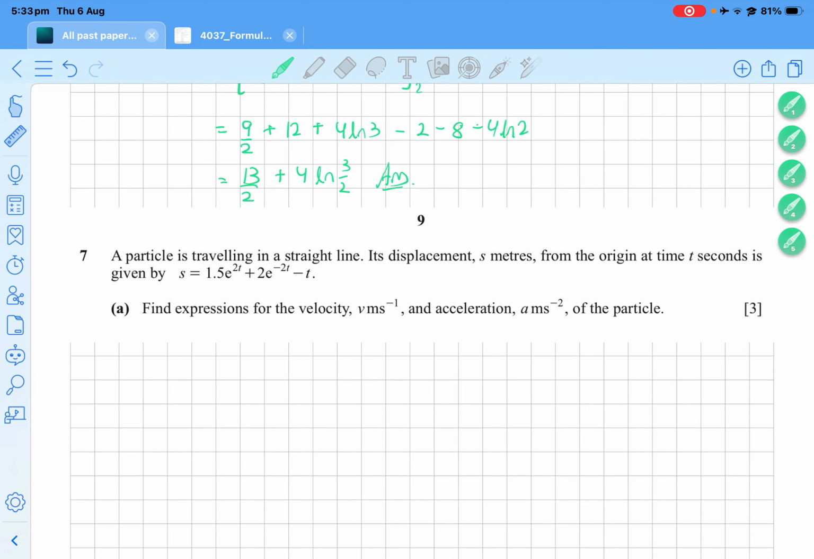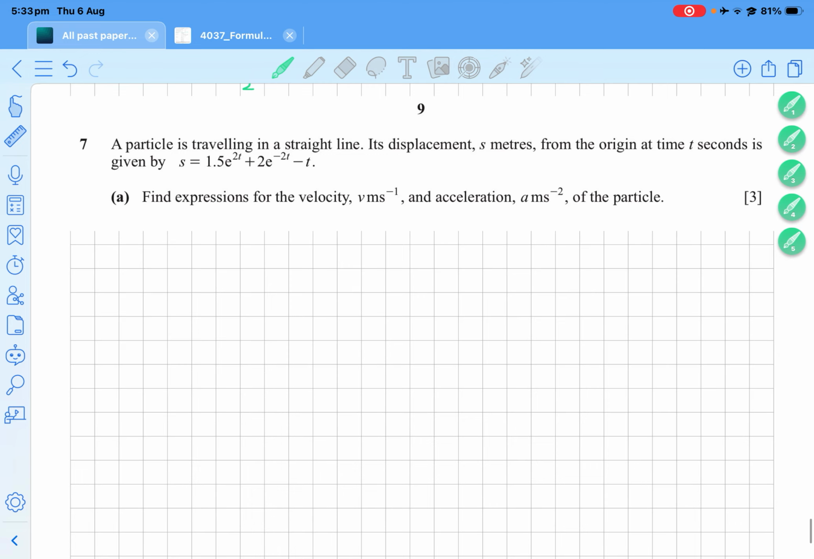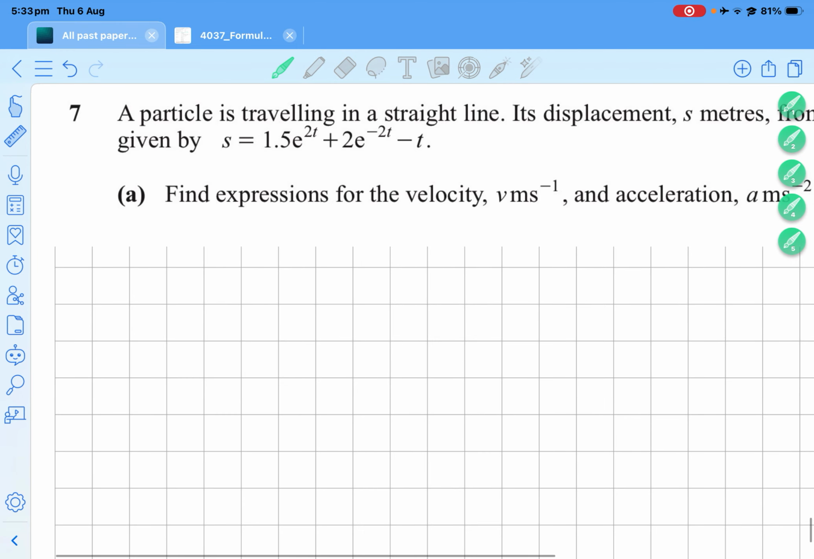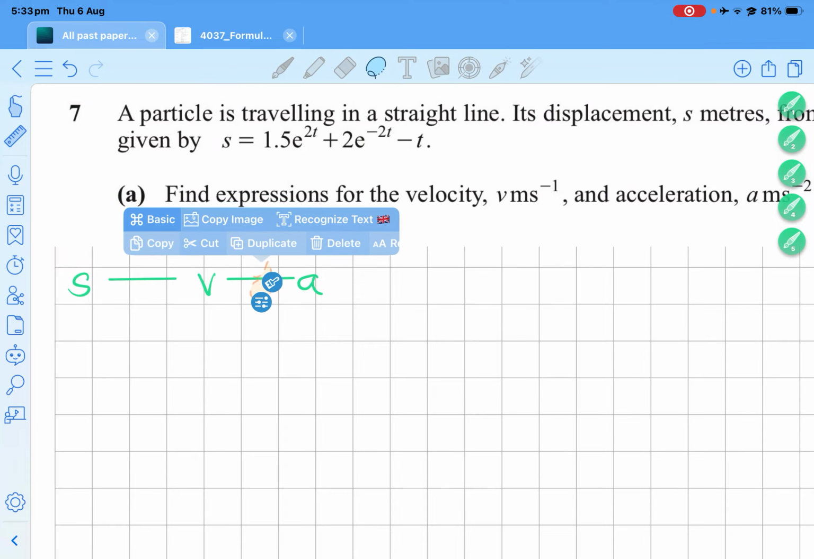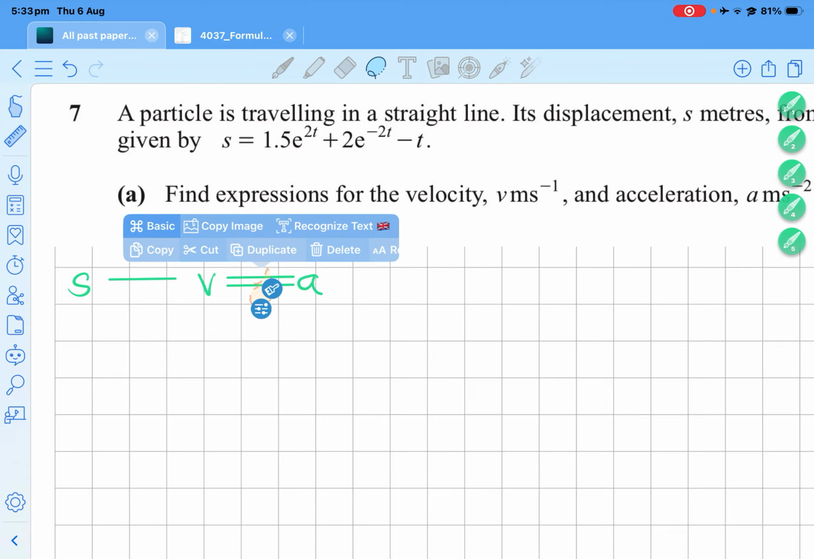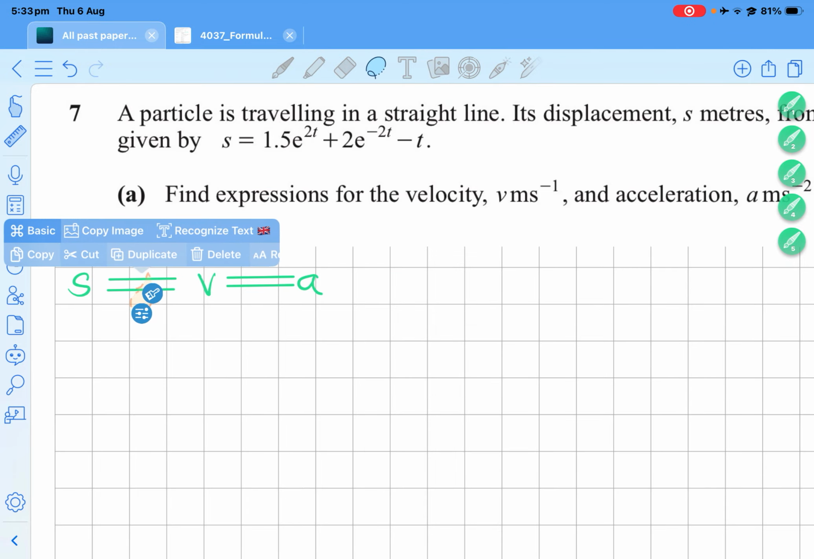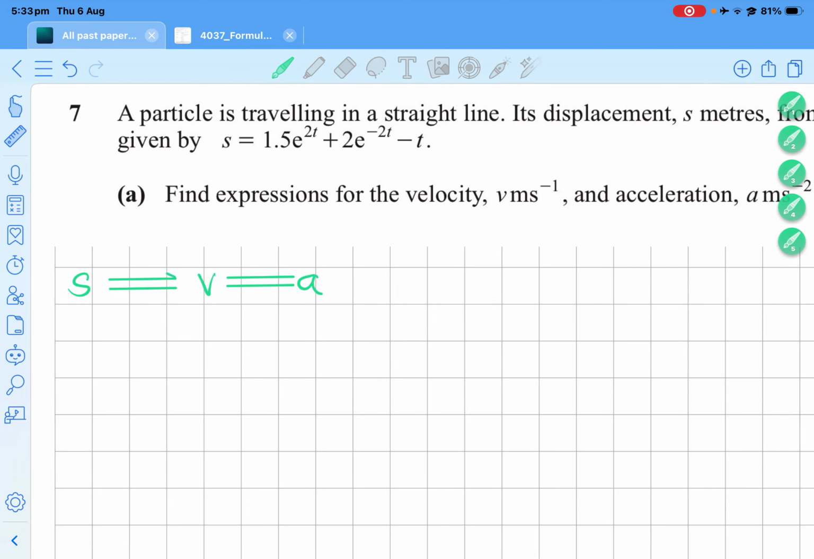So find the expression of velocity. Remember this: s, v, and then a. To convert from one to another, this you have to differentiate with respect to t, and this you have to integrate with respect to t. Same thing goes here: differentiate, integrate.